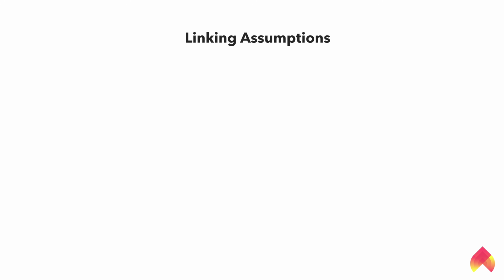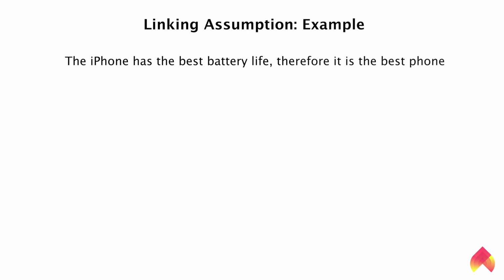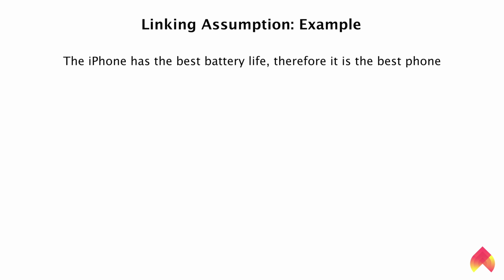Now that we've gotten that out of the way, we're going to take a deeper look at these linking assumptions. A great way to think of them is as a gap in the reasoning. You've got something mentioned in your premises that's not mentioned in your conclusion, or vice versa. So our linking assumption is going to work by gluing those two things together, okay? So here I have an example argument. It says, the iPhone has the best battery life, therefore it is the best phone.